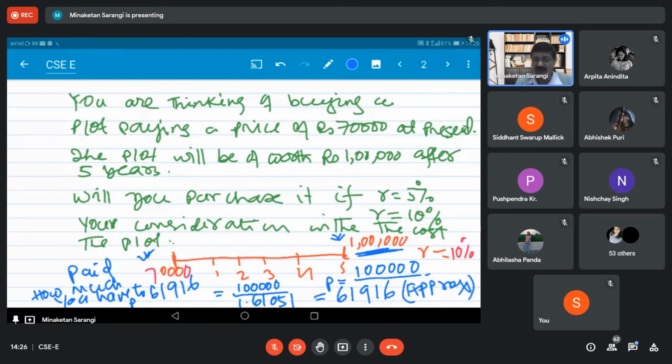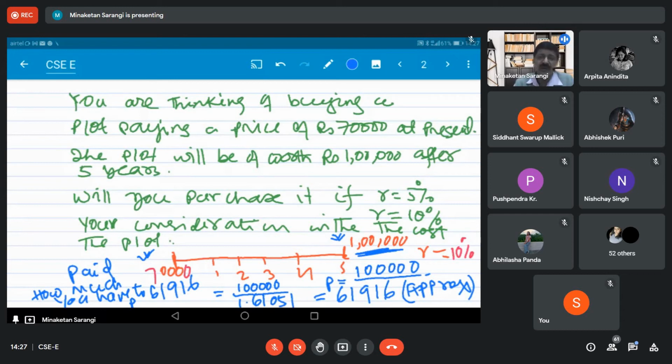So you can take the decision based on what you are saying. If I deposit 70,000 right now, how much will I get after 5 years? If I get more after 5 years, then I will purchase the land. If I do not get more after 5 years, then I will not purchase. Simple decision. But here you are deciding based on how much you will pay. What is the cost? If you pay less right now, then you will purchase. If you pay more, you will not purchase. Nisha, any doubt? No, sir.